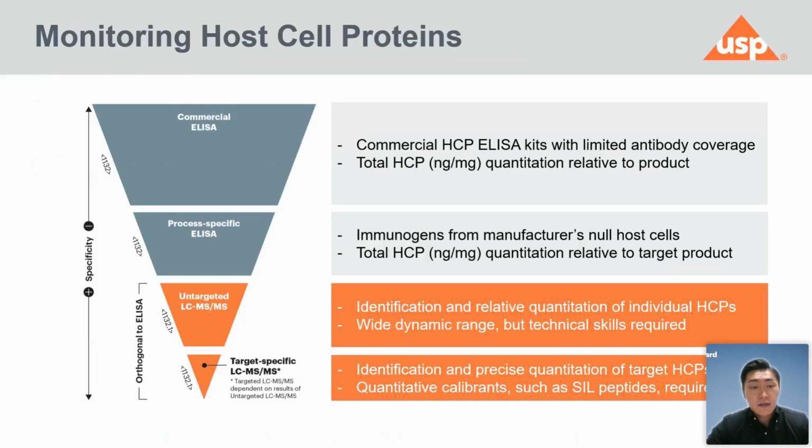And orthogonal to ELISA, there is mass spec. This can be described as two different types of mass spectrometry. One is the untargeted, and the other is the targeted or target-specific mass spec. With untargeted, you can have both identification and relative quantitation of individual host cell proteins as well as total HCP. These are wide in dynamic range, but also require a lot of technical skills to set up. And with target-specific mass spec, this enables both identification and precise quantitation of single target HCPs.